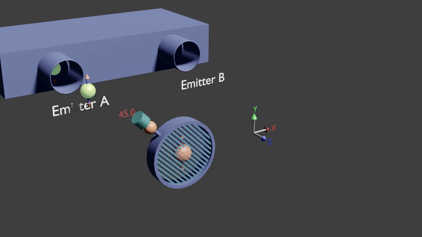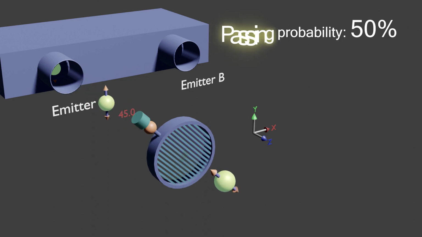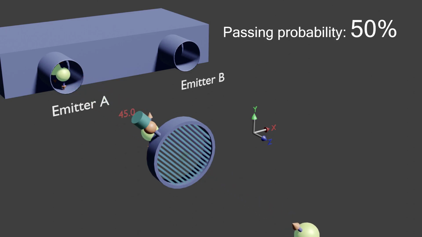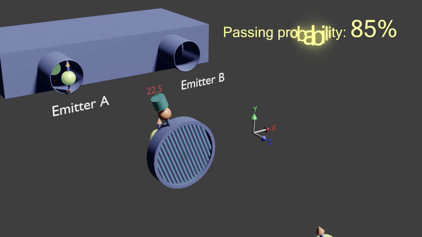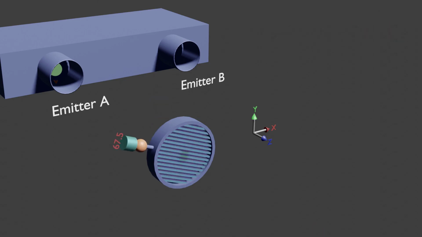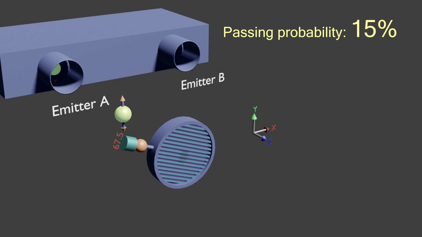If the filter angle is 45 degrees, 50% of the photons will pass through and the polarization angle will be the same 45 degrees. If the filter angle is set to 22.5 degrees, which is 1/4 of 90 degrees, about 85% of the photons pass through the filter. If the filter angle is set to 67.5 degrees, which is 3/4 of 90 degrees, only about 15% of the photons pass through the filter.